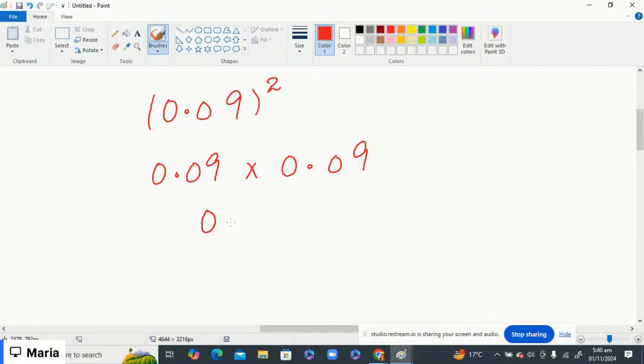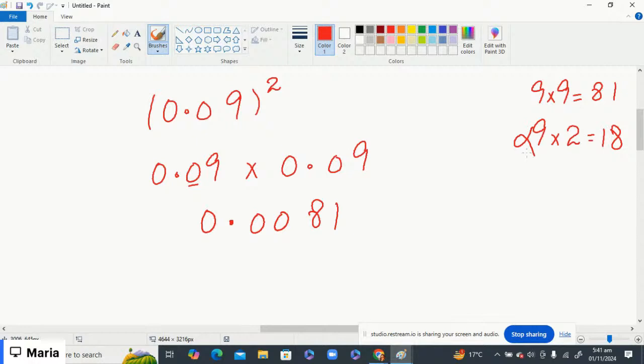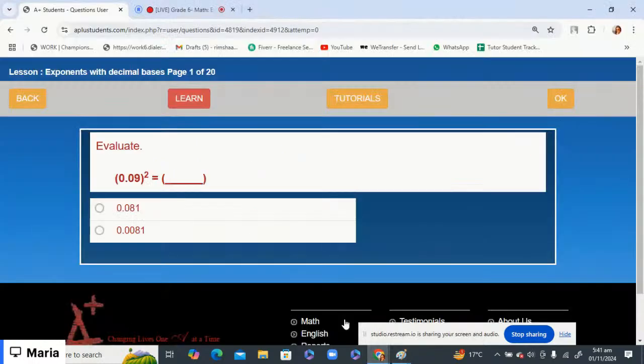It's 0 point. How many zeros are here? There is 2. So 2 zeros. And then 9 times 9 is 81. Okay, just multiplying 9 times 9, which is 81. You are not going to multiply 9 times 2. This is 18. So this is wrong. Okay, so that is the answer, 0.0081.